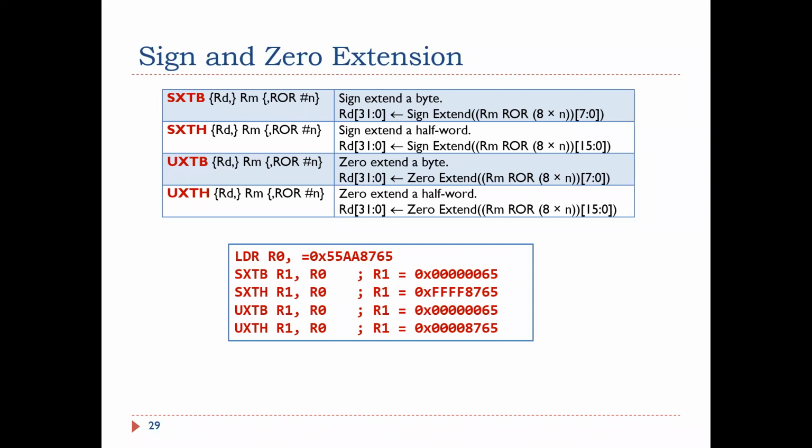Hi, Professor. Can you explain the first one? SXTB R1, R0? Yeah. So R0 equals, we have 55AA8765.